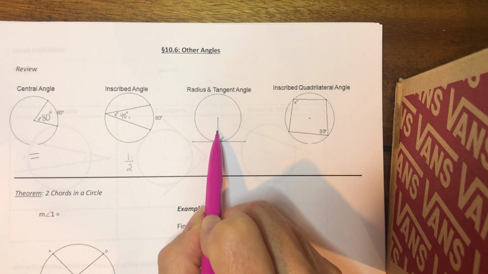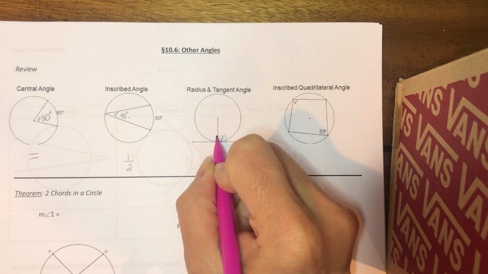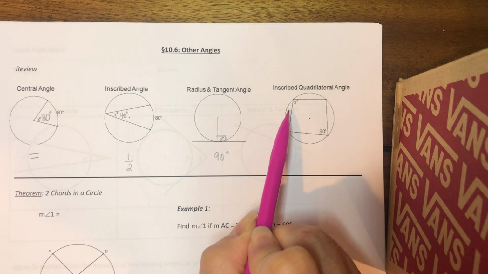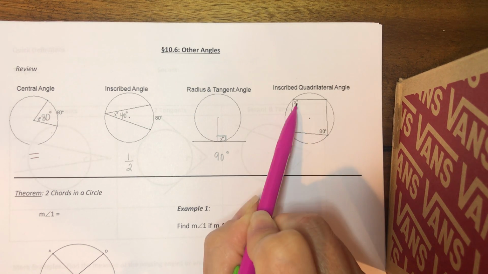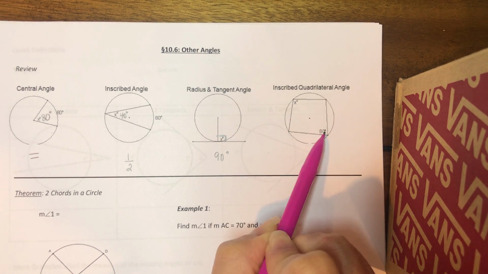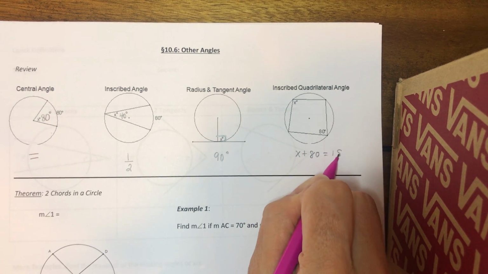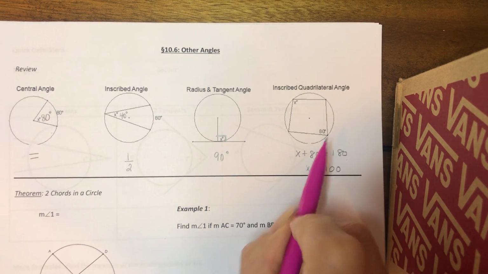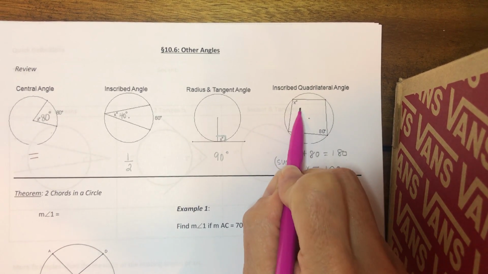Now remember, when we have a radius that meets a tangent outside of the circle, it always forms a 90 degree angle. So we have 90 degrees there for x. And inside a circle, if we have an inscribed quadrilateral, there's a special relationship between the angles that are across from each other. These angles are supplementary, which means they add up to 180 degrees. So x plus 80 equals 180. If we subtract 80, we know that x equals 100. So these angles are supplementary when they are across from each other.